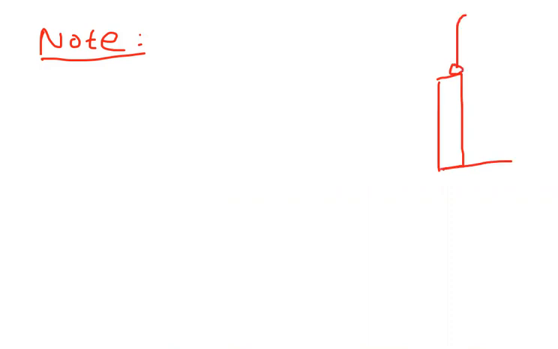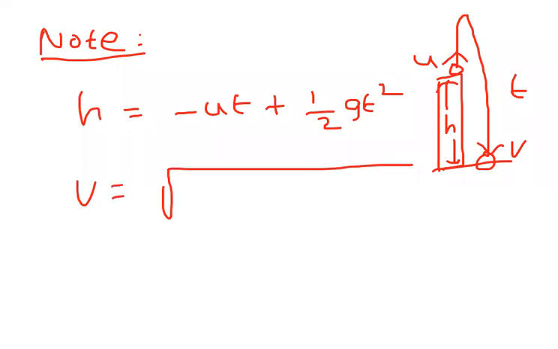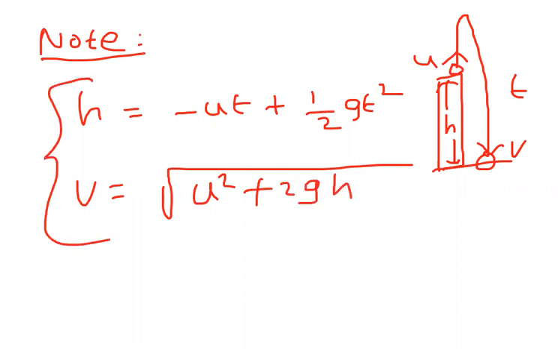Let us observe some important points here. What we noticed is that whenever a body is projected from a certain height, that is from the top of a tower, and reaches the ground, this distance is h and the projection velocity is u. Here the time taken is t and the reaching velocity is v. So we got the formula h is equal to minus ut plus half gt square, and the velocity of striking we have written as v is equal to square root of u square plus 2gh. So these two things we noticed.